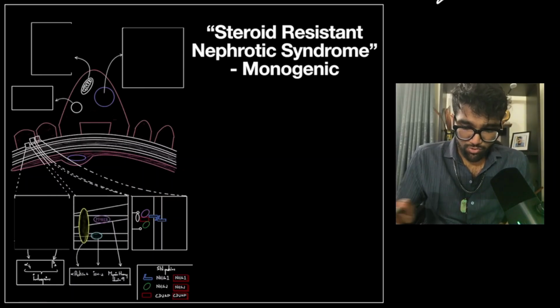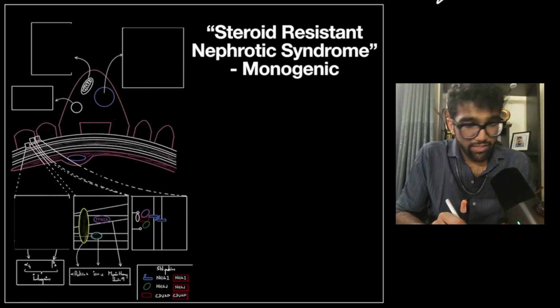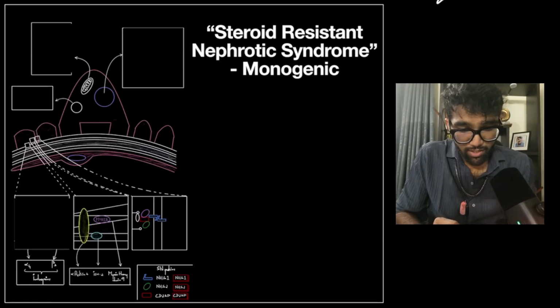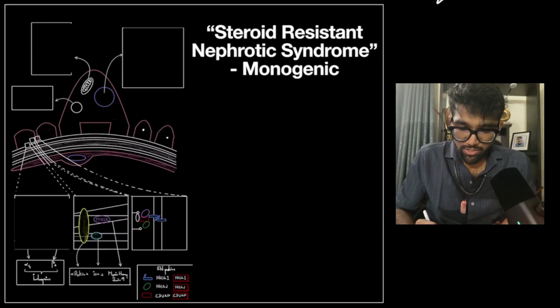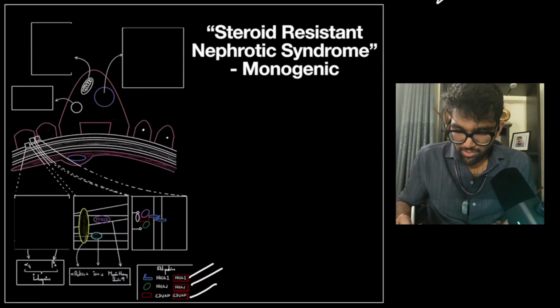Okay, so the first type of protein that may be defective that I've shown here in this diagram are the proteins that are part of the slit membrane, that is the space in between the two podocyte foot processes here. Okay, so these proteins include NPHS1, NPHS2, and CD2AP. There are others, we'll just get to that.